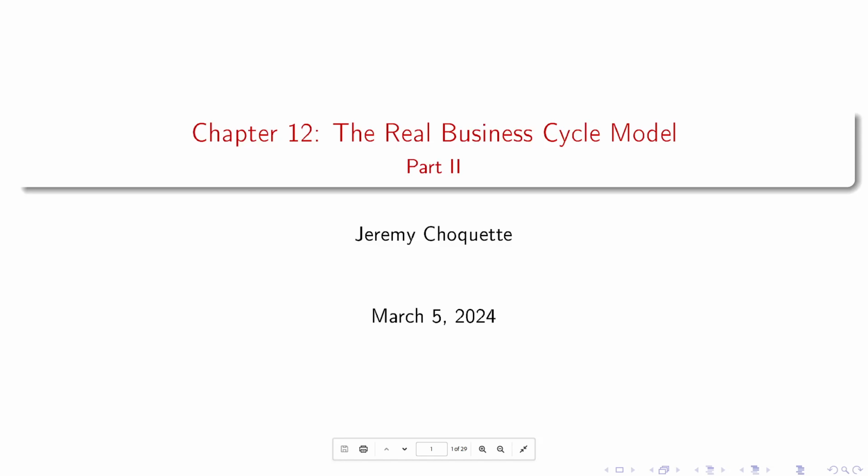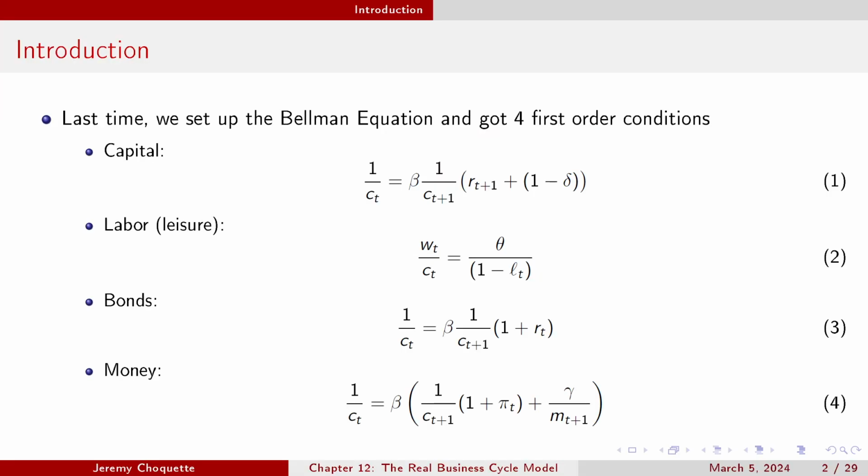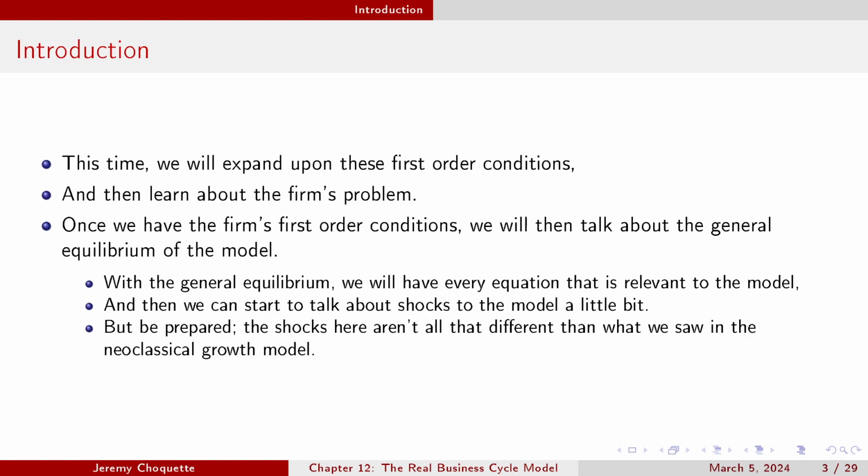Okay, welcome. So we are on part 2 of the real business cycle model now. Last time we talked about some of the assumptions of the model. We set up the way that we would solve the model for the household, and we got a couple of first-order conditions for the household. We got an Euler equation for capital. We got a labor supply equation. We got an Euler equation for bonds and one for money. So this is kind of where we left off last week.